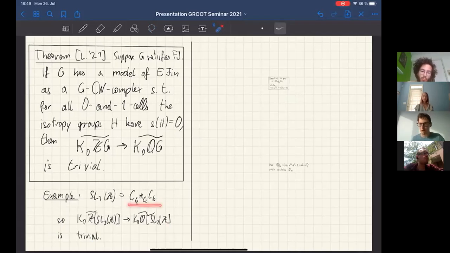And using this, you know that all the finite subgroups have to be either a C4, a C2, or a C6. And all of them have the property that they're abelian, so all of them have the property that S of H is equal to 0. So in particular, for this group, I know that this map is trivial. Okay, that's already cool.